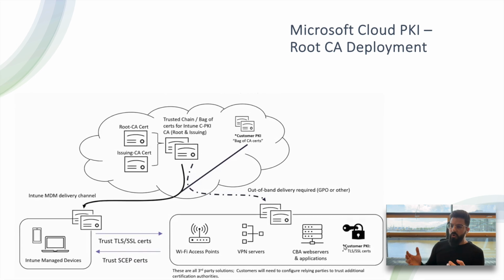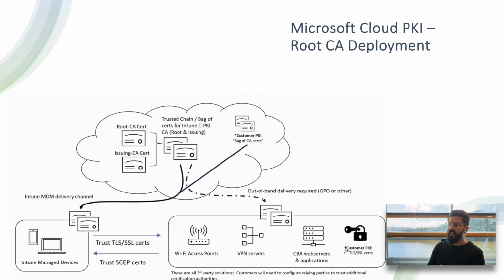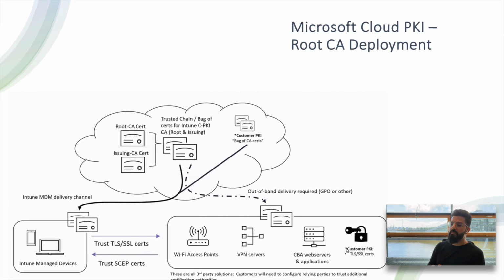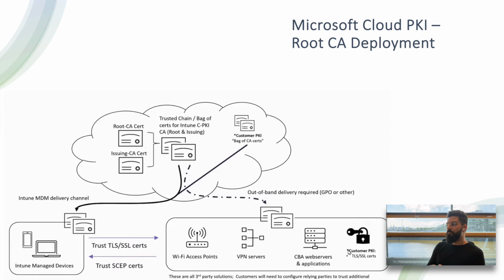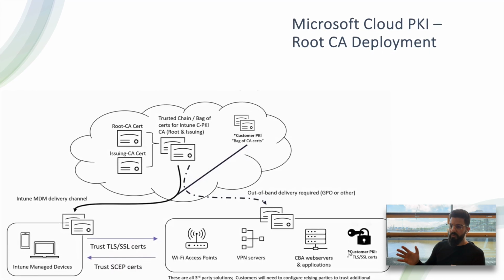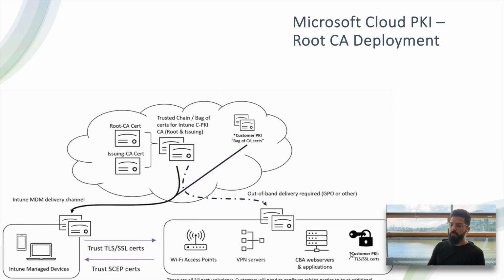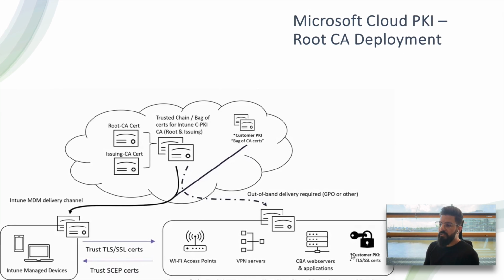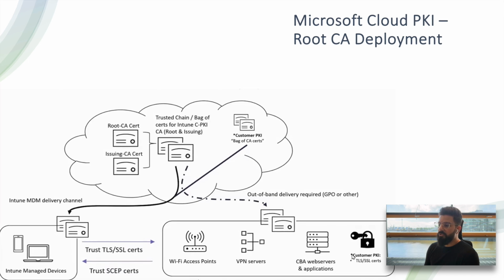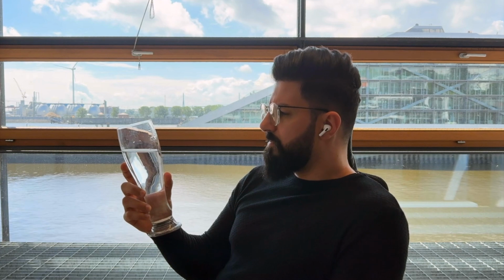Because we are talking about root CA in the cloud, you need to get the root CA keys on your on-prem servers. And again, this would be an out-of-band delivery, either through group policy, if those relying parties are in your domain, or through some other method. And then, of course, you've got to configure those relying parties to trust the root CA in the cloud. So, drinking water out of a beer glass.